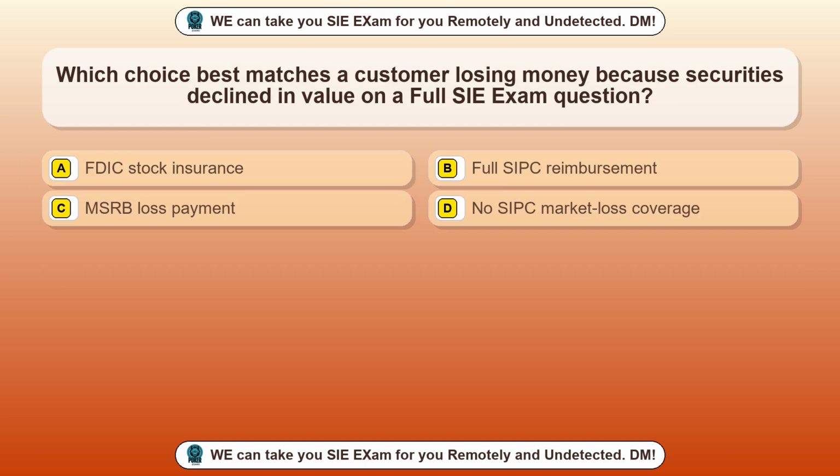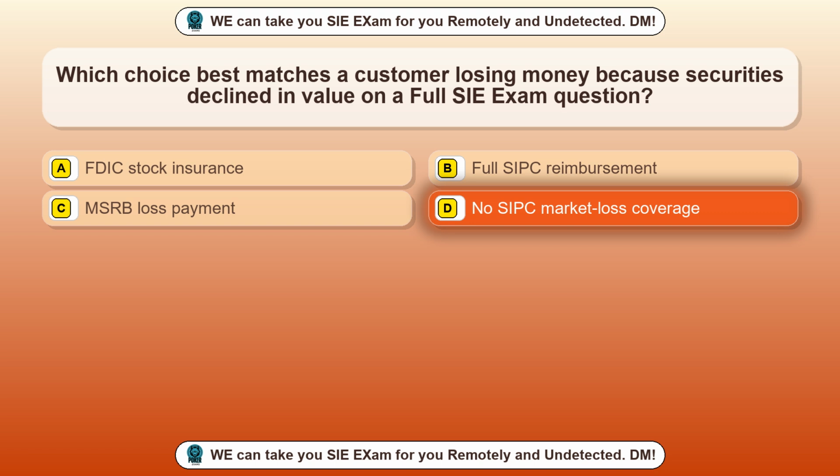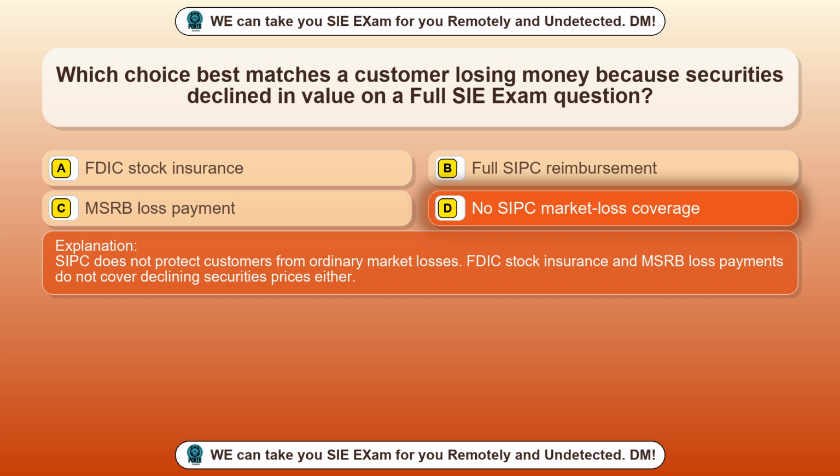Question 23. Which choice best matches a customer losing money because securities declined in value on a full SIE exam question? Option A, FDIC stock insurance. Option B, full SIPC reimbursement. Option C, MSRB loss payment. Option D, no SIPC market loss coverage. The correct answer is option D, no SIPC market loss coverage. SIPC does not protect customers from ordinary market losses. FDIC stock insurance and MSRB loss payments do not cover declining securities prices either.